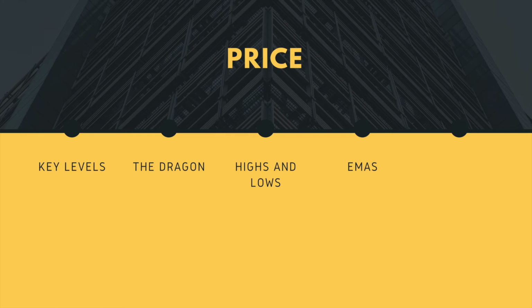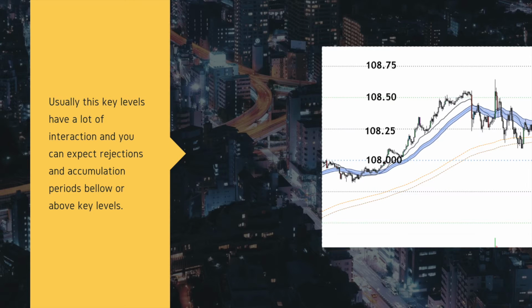The price divides in 4 concepts: key levels, the dragon, highs and lows, and EMAs. Now you're gonna see each one. Key levels usually have a lot of interaction, and you can expect rejections and accumulations in periods below and above the key levels. As you can see here, key levels are basically levels that have a round number, a quarter, a half number, or another quarter.